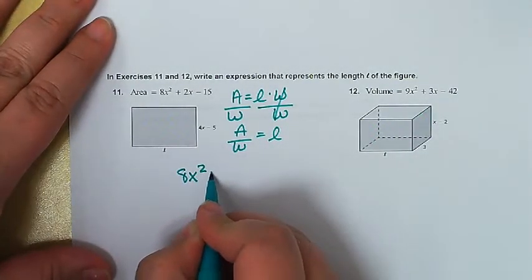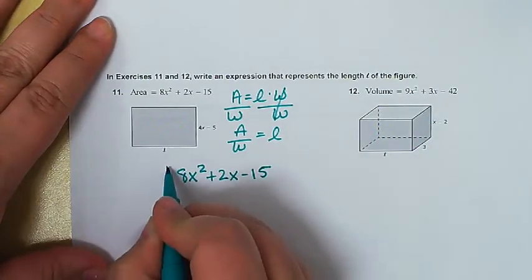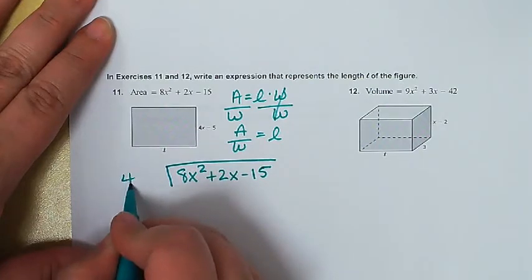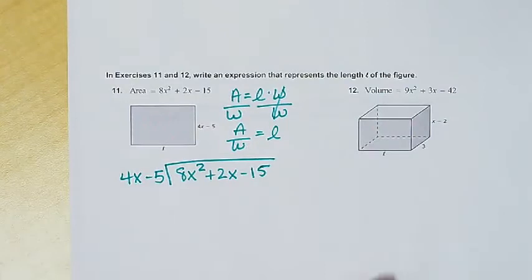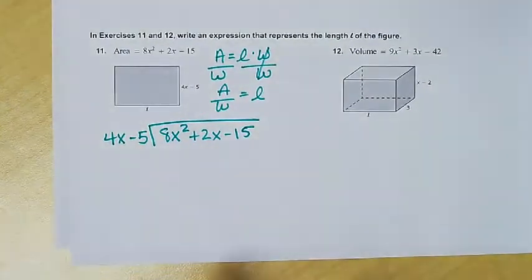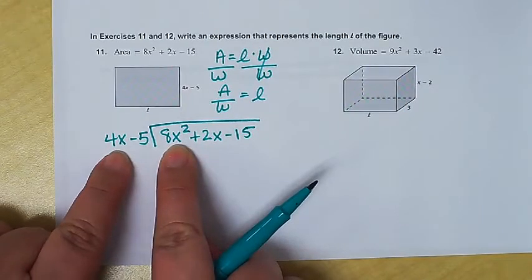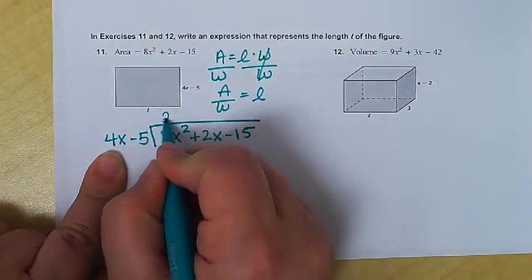Our area is 8x squared plus 2x minus 15, and we're dividing by the width, which is 4x minus 5. I'm going to start to speed up the process just a tiny bit. You can always pause, rewind, but I'm going to start with my first two terms. 4x times what gives me 8x squared? Well, 4 times 2 gives me 8, so I know there has to be a 2.